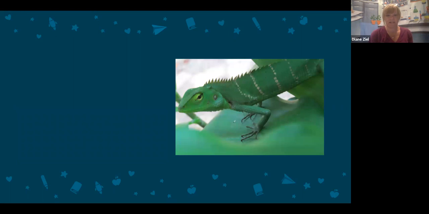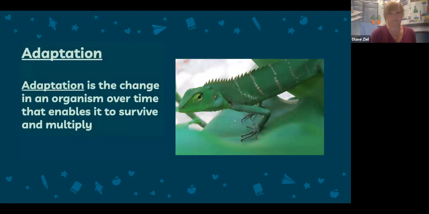Here you see an example of a type of lizard that is blending in with the colors around him. What is this an example of? If you said adaptation, you're exactly correct. An adaptation is the change in an organism over time that enables it to survive and multiply.